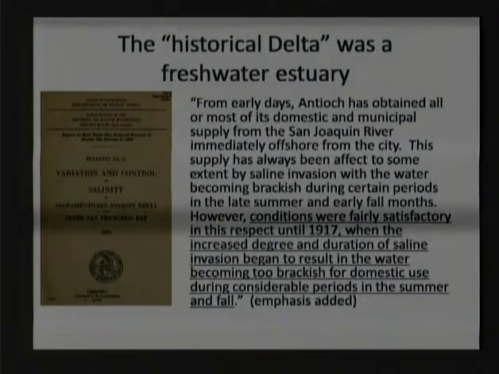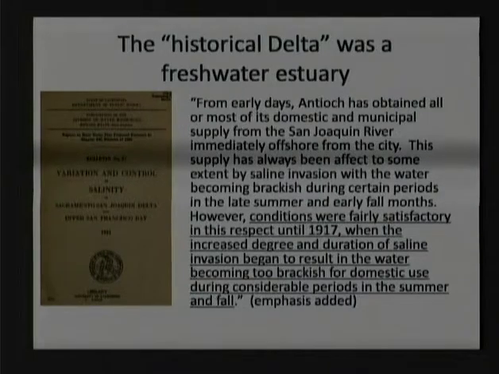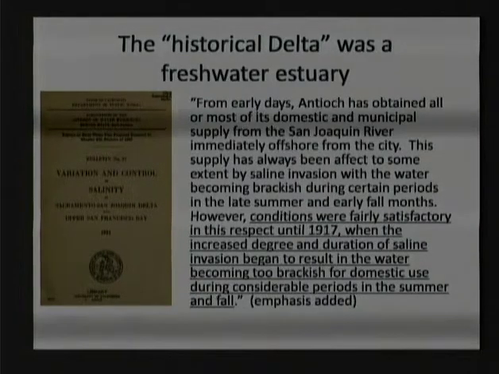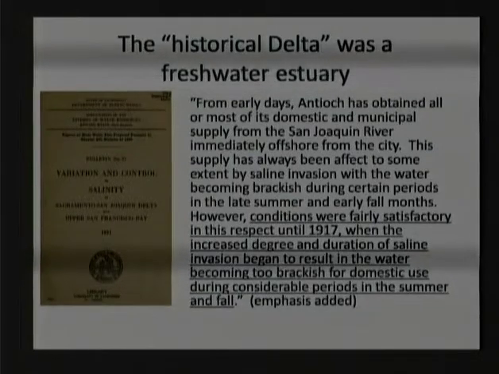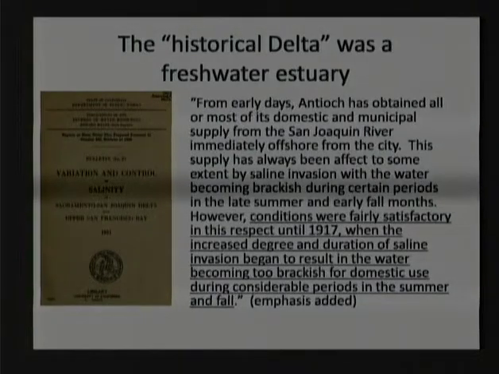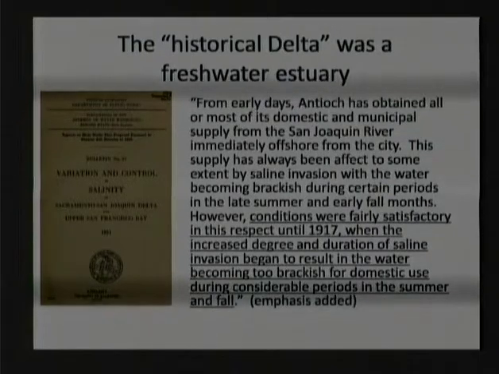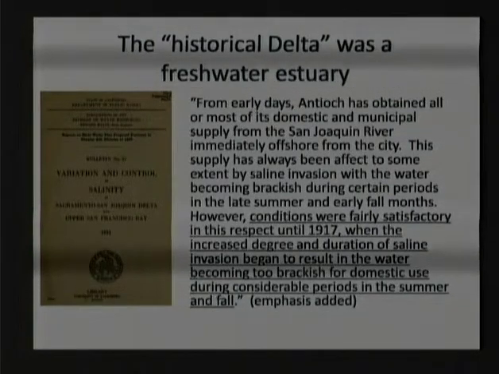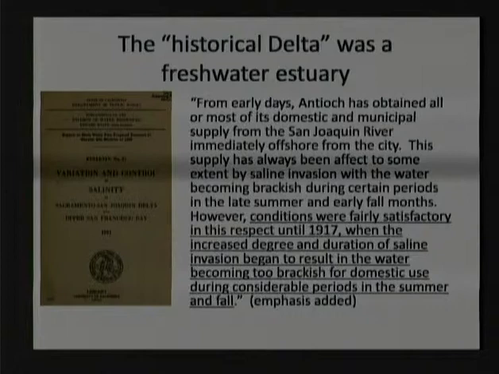From the same report, they evaluated the ability of Antioch to take water at its intake and found that prior to about 1917, conditions were pretty satisfactory. There had been some brackish water during certain periods in late summer and early fall. But after 1917, again, the invasion of salt water happened to a greater degree and lasted for a longer period of time, such that the water at the city's intake was too brackish for domestic use during much longer periods in the summer and fall.